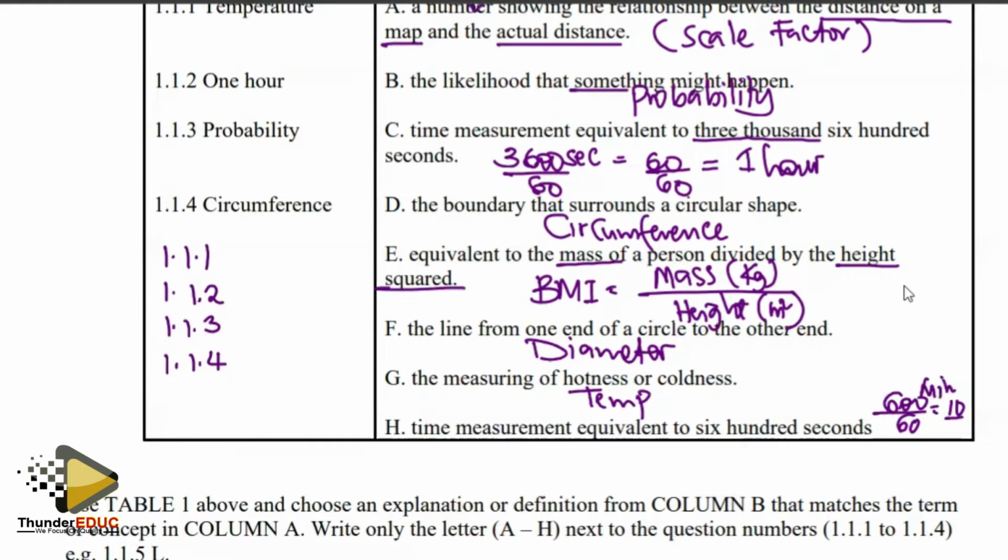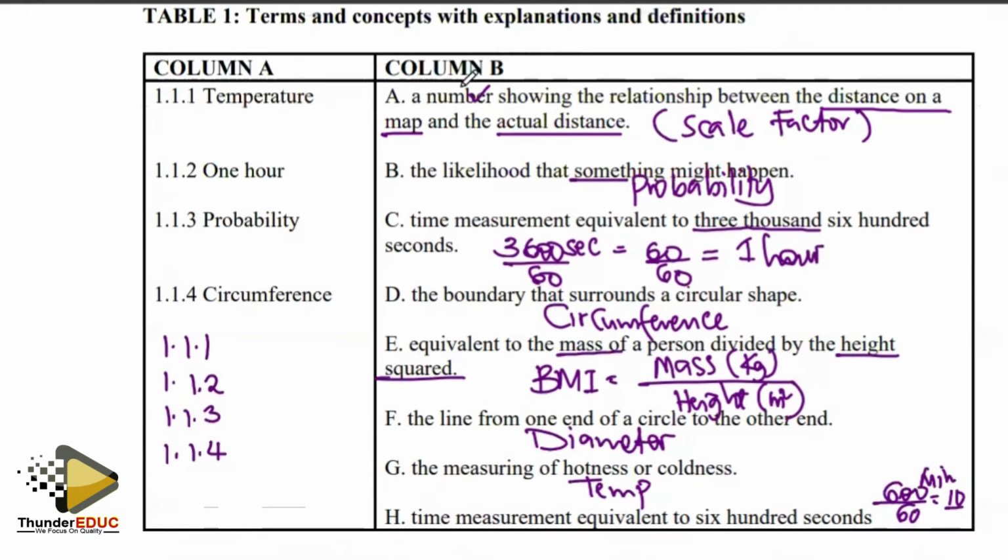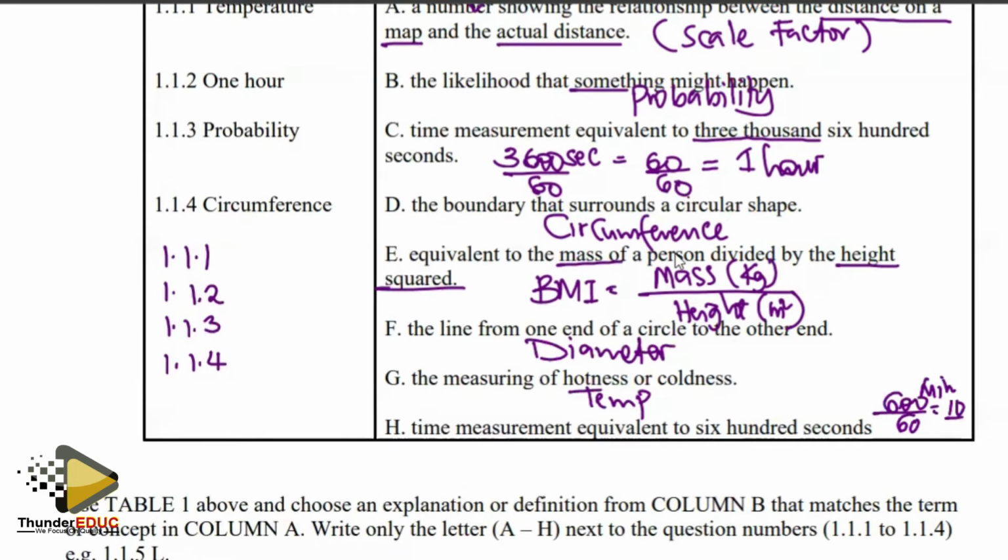So we come through and we find out 1.1 was temperature. Temperature, we've got it as G. So our answer here is supposed to be G. So this is gone. The line, diameter, we don't have any diameter here. It's finished. The equivalence to body mass, gone. The boundary surrounding, we say circumference. Oh, okay, it's 4. Then the answer here is D.